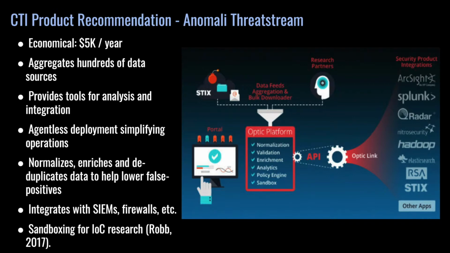Our recommendation for a CTI product is Anomali ThreatStream. This is a comprehensive threat intel platform which aggregates data from hundreds of sources. Its costs are reasonable and it meets our integration and automation requirements. Another benefit of this product is that it is agentless, which is a big perk from an operations and maintenance perspective. The diagram highlights its components and third-party integrations.